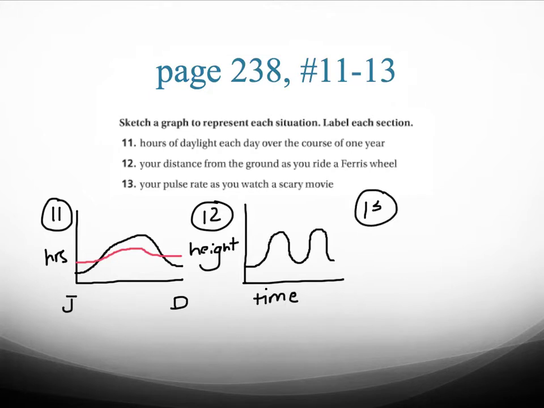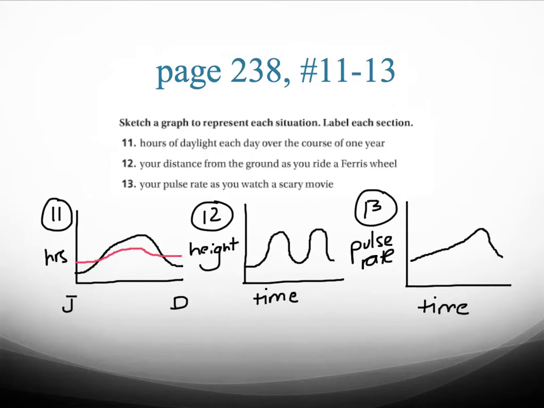Number 13. Your pulse rate as you watch a scary movie. Well, it's not going to go nuts, and it's not going to be at 0. So again, we'll have time and pulse rate. The time is the time that's passing as you watch the movie. So your pulse rate is probably going up, going up, going up, and then maybe it'll spike, and then it'll come back down at the end of the movie and be back to normal. And so that, I think, would give you the general gist of each one. That's the sort of thing you should be prepared to do on your test that's coming up. Next.